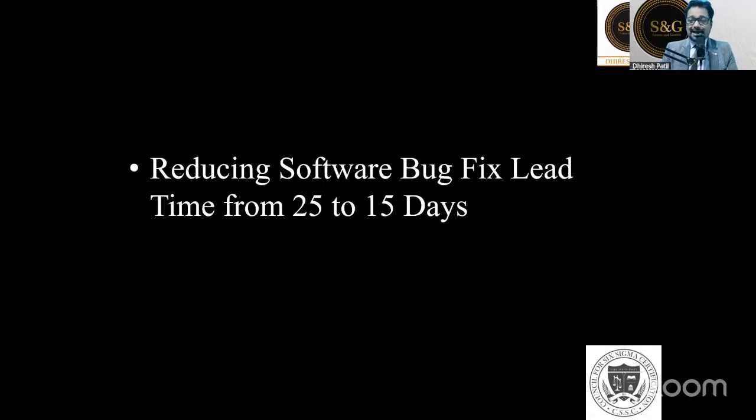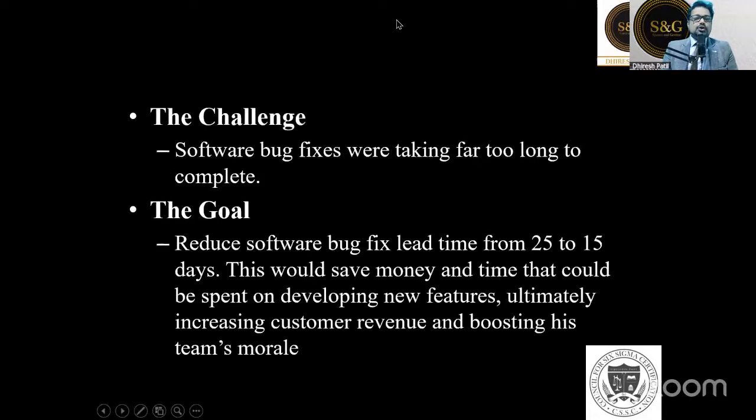The time to fix a bug, the baseline earlier, is 25 days from the time the bug is identified till the time the bug is fixed. Of course there is variation, but the average duration was 25 days, and they wanted to reduce it to 15 days. So the challenge is that software bug fixing was taking too much time, and the goal was to fix bugs within 15 days. This would save money and time that could be spent on developing new features.